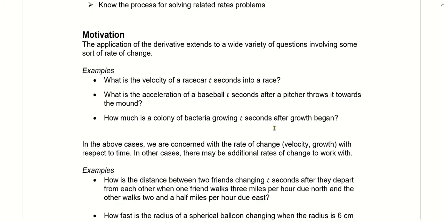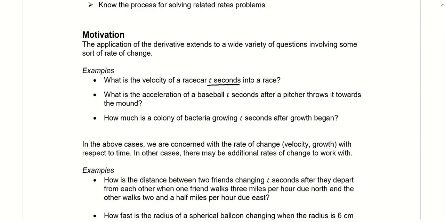And we can expand this beyond just the generic graphs that we've used to help introduce the derivative, to more practical applications or uses of this idea of rate of change. So something like, what is the velocity of a race car t seconds into a race? So at a certain point in time into the race, what is the velocity of the race car?